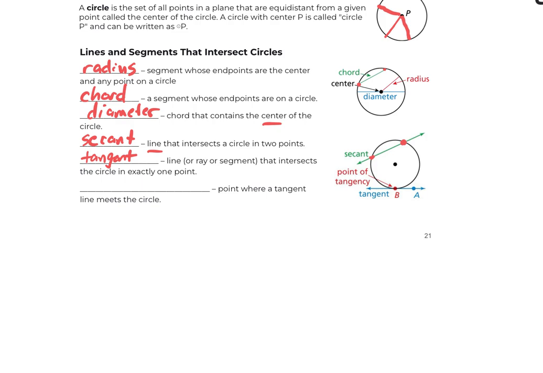And then finally, point B right here is what we call the point of tangency. That is where that line intersects the circle. It only touches it at one point. It intersects it or touches it at one distinct point. So those are words that we're going to use a lot as we go throughout chapter 10. And so we have to make sure we're familiar with those.